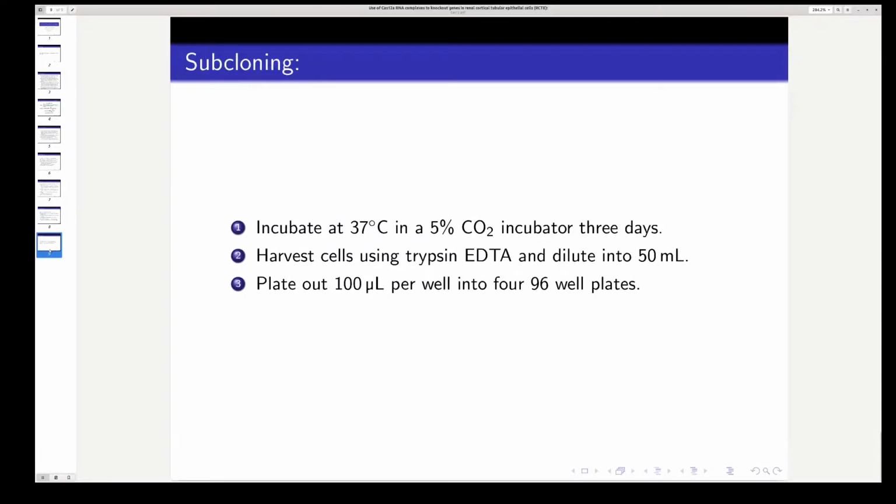And then we'll let these cells just recover for 3 days in a CO2 incubator at 37 degrees. And then harvest the cells using trypsin EDTA, and then dilute the whole lot, all 5 wells, into 50 mLs. And then plate out 100 microliters per well into 4 96 well plates. If there's a lot of cells down there, you can do a 1 in 10 dilution. But usually this is limiting dilution. There's not a lot of cells that survive this and sit down.